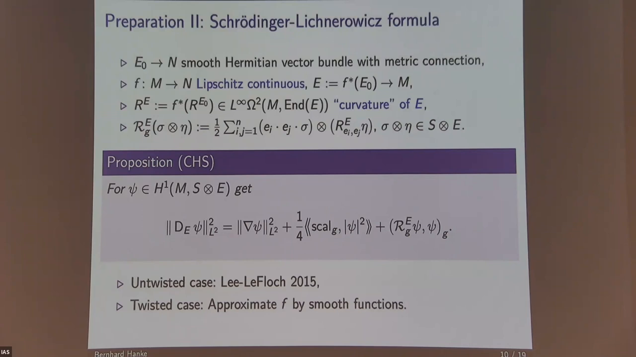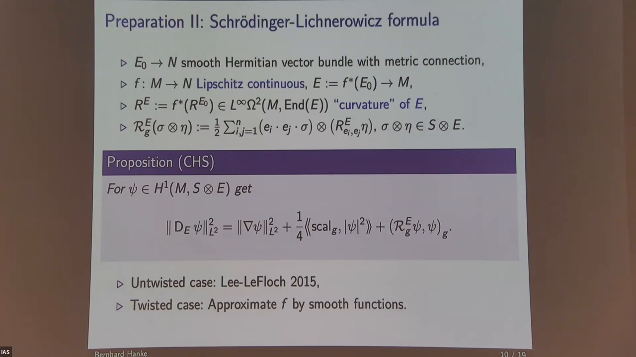The untwisted case, without this term, is again contained in Lee-LeFloch's paper. For the twisted case, we approximate F by smooth functions and work with the classical formula. This requires some work, but it's relatively straightforward to achieve. And so we now have this formula for the norm squared of the Dirac operator applied to psi.